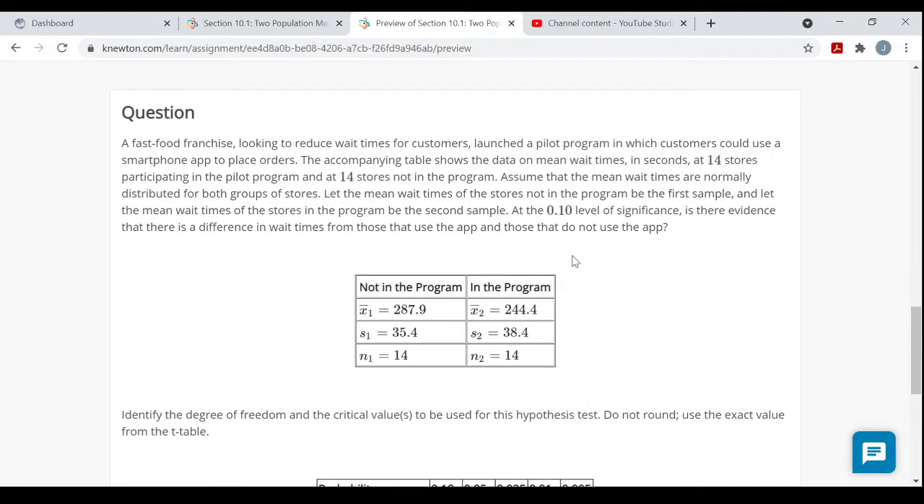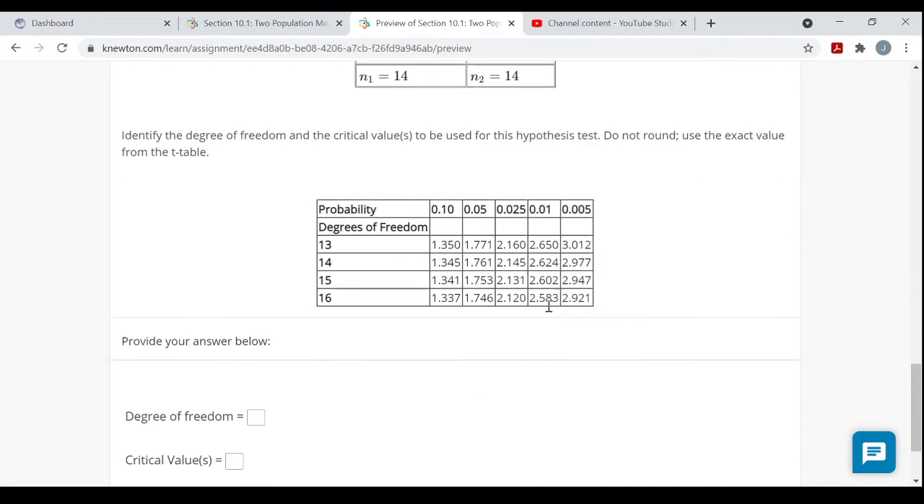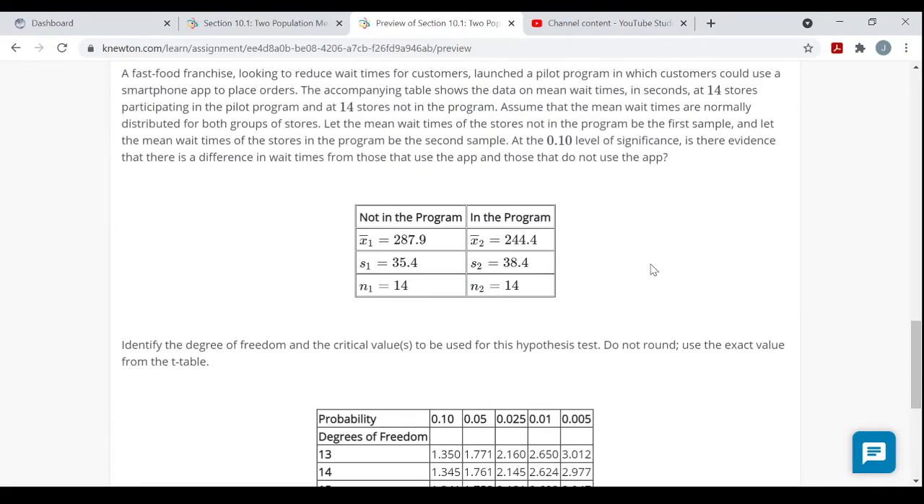Nothing changes. Right? It's the same question, but now we're asked to identify the degrees of freedom and the critical values to be used for this hypothesis test. It says do not round, use the exact value from this t-table. Alright.